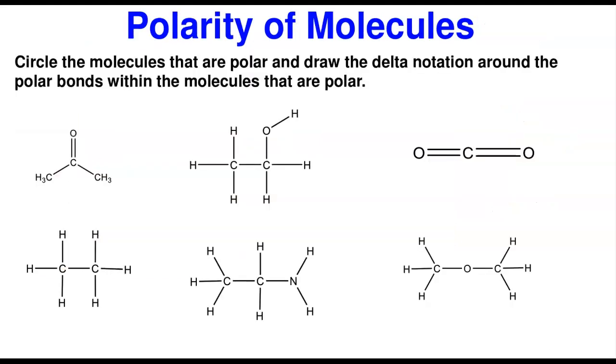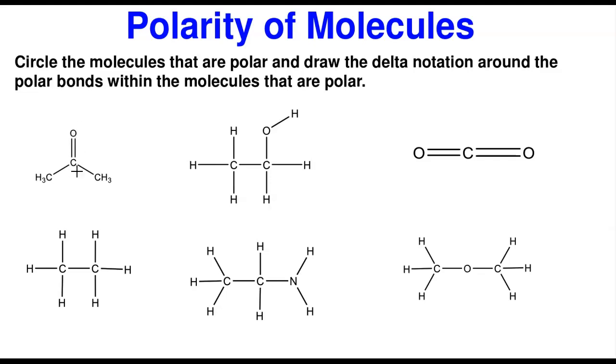Let's take that as a problem here. It says, circle the molecules that are polar, and draw the delta notation around the polar bonds within the molecules that are polar. So the first thing we're going to do: which of these molecules are symmetrical? Carbon here is the central atom. When you look at this, it has 3 things attached. Therefore, it's not symmetrical at all, which is reasonable.